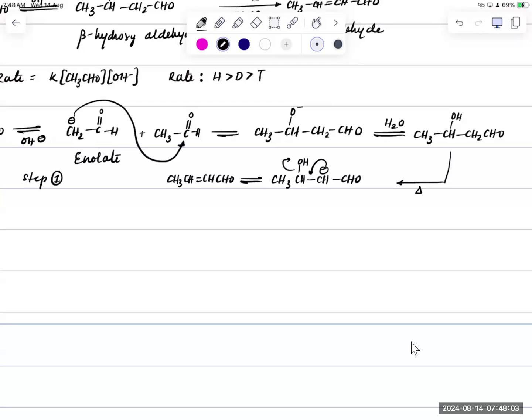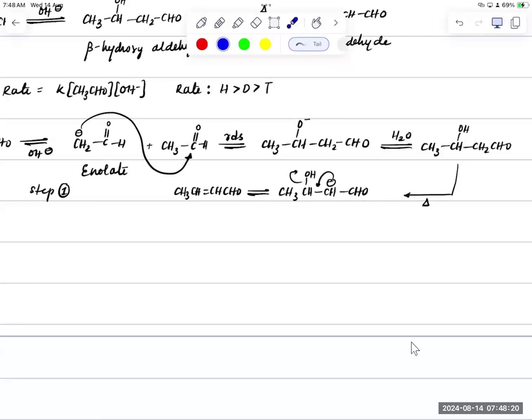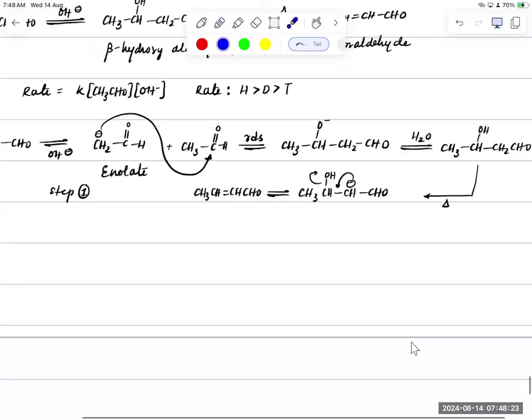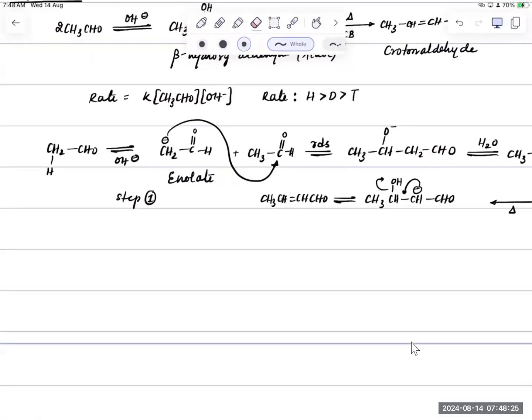Now, the kinetics of the reaction depends upon the concentration of the base. Usually it will follow second order, and this is the rate determining step. Clear? One of these two becomes the rate determining step depending upon the concentration we are using.